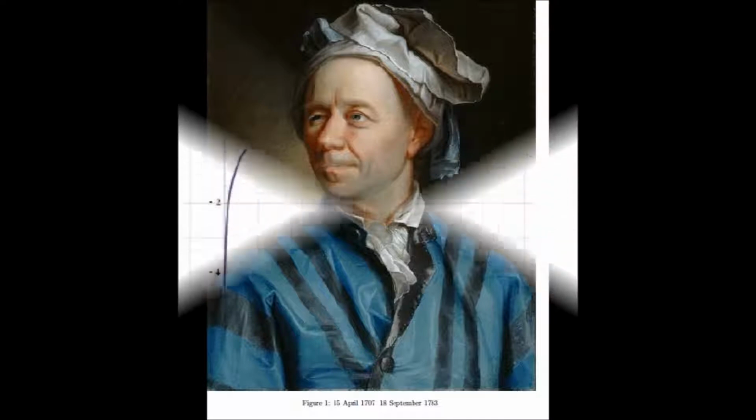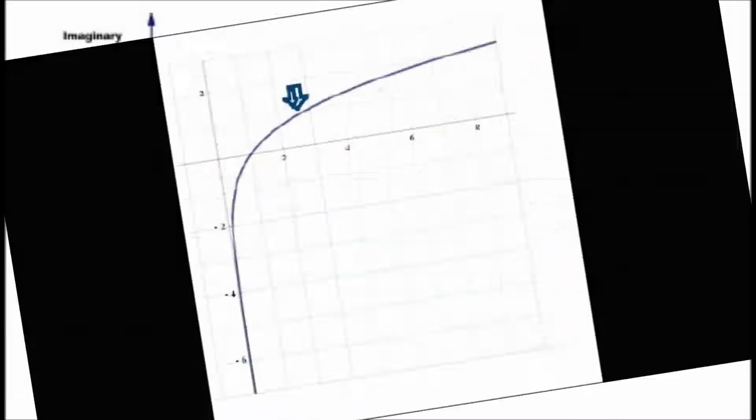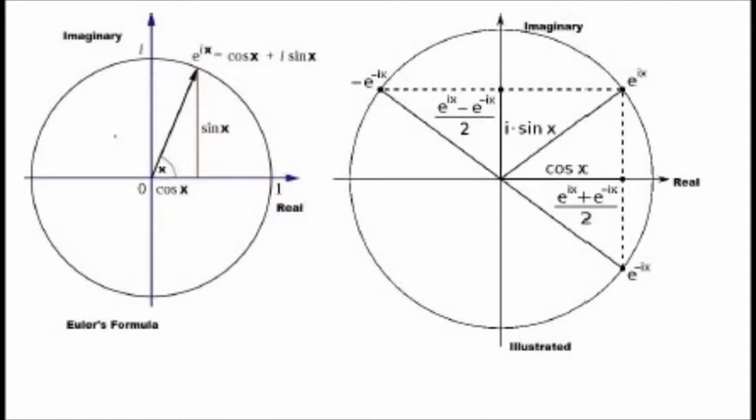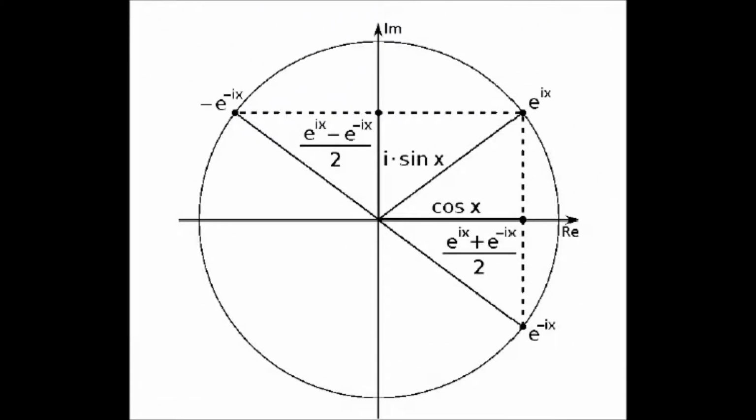Used everywhere, i is defined as the square root of -1. One can visualize i on the imaginary side of the number plane. From Euler's formula, here are the basics. E to the ix power equals cosine x plus i sin x.